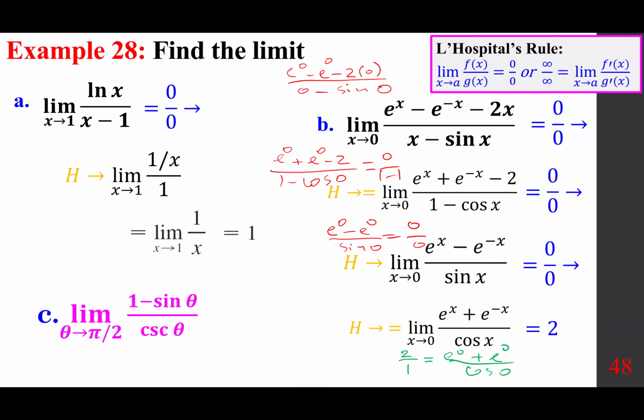Now remember what you have to do. First and foremost, you plug in everybody. So if I plug in pi over 2, and this is cosecant of pi over 2. Now, the numerator is 1 minus 1, right? The denominator, cosecant, is 1 over sine. So the numerator is 0, the denominator is 1. The answer is 0. That means we don't have to use L'Hopital's rule, and that is important to understand.